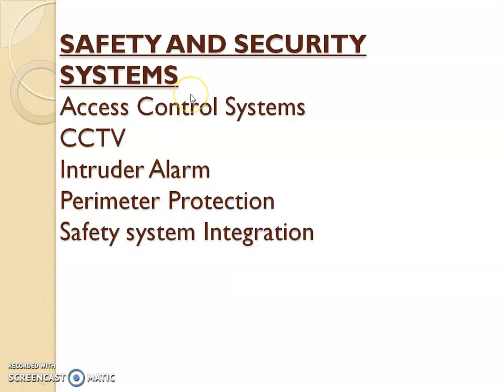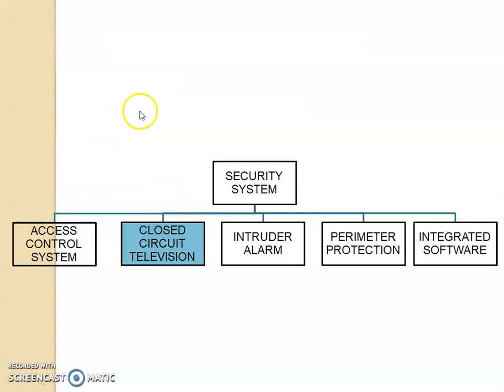So within safety and security systems, in the previous lecture, we have completed access control systems. Now we are going to CCTV. In this flow, you can see the security system comprises of access control systems, CCTV, intruder alarm, perimeter protection, and integrated software. The CCTV is what I am going to take now, and I will be taking it in two lecture modules.